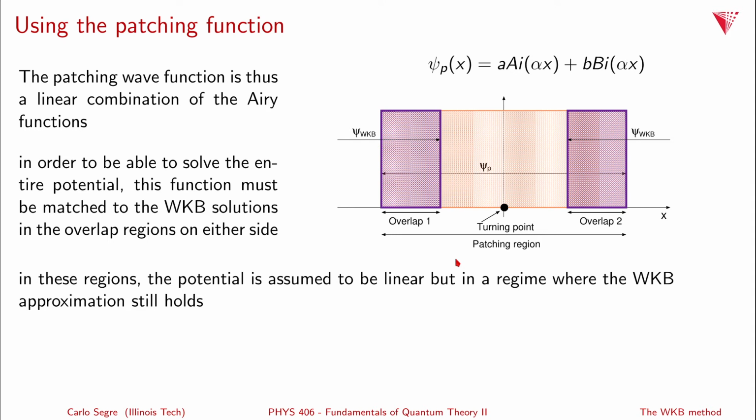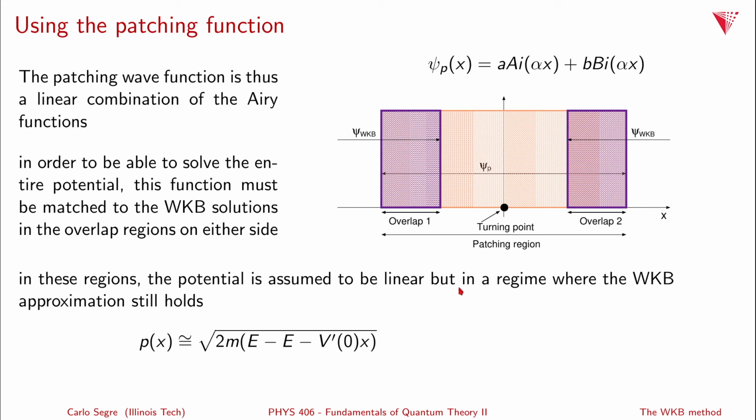So in all these regions, we're assuming the potential is linear, but where the WKB approximation still holds. So this whole patching region is divided into 3 parts. The patching region is where the Airy functions hold. And then you have these overlap regions where you still have linear behavior of the potential, but the WKB approximation holds. So we're going to treat the overlap regions individually.